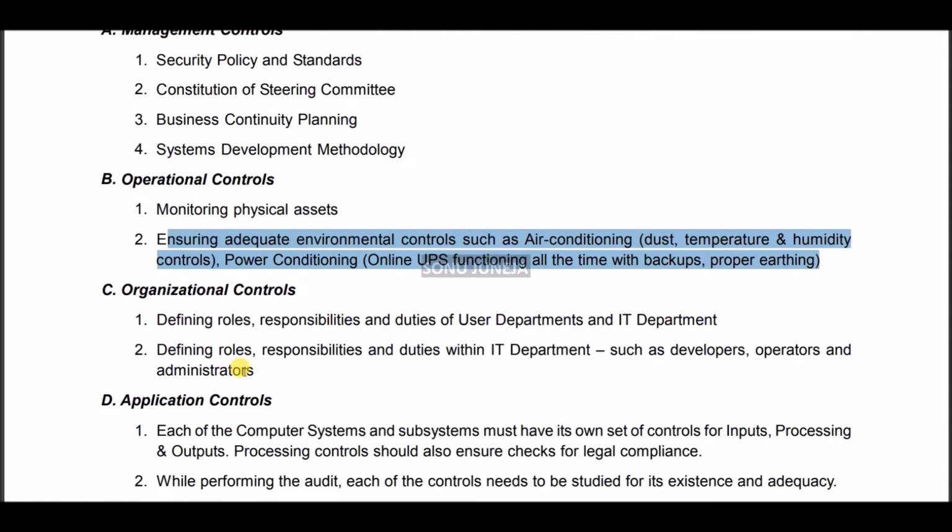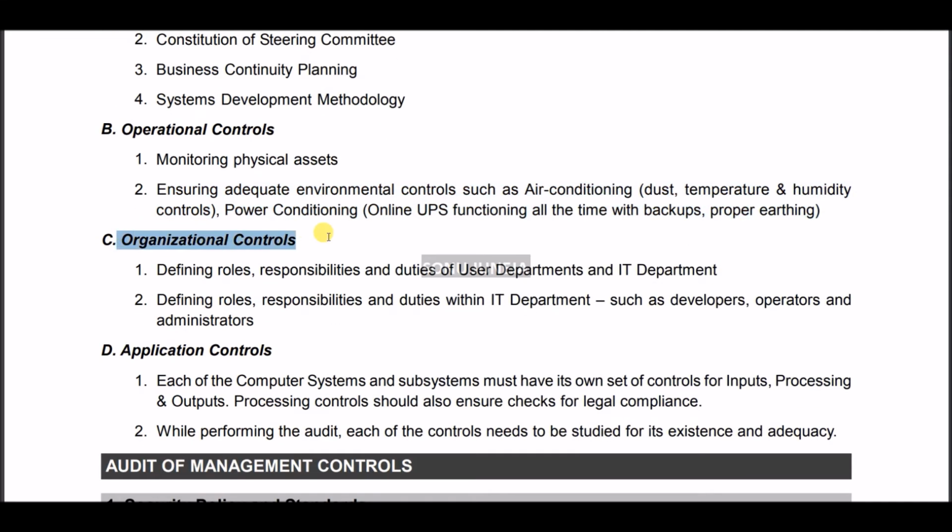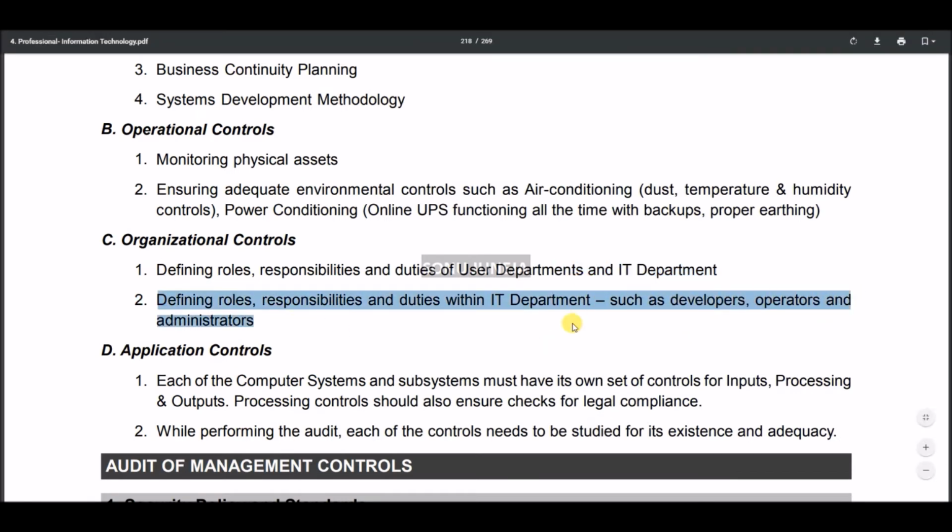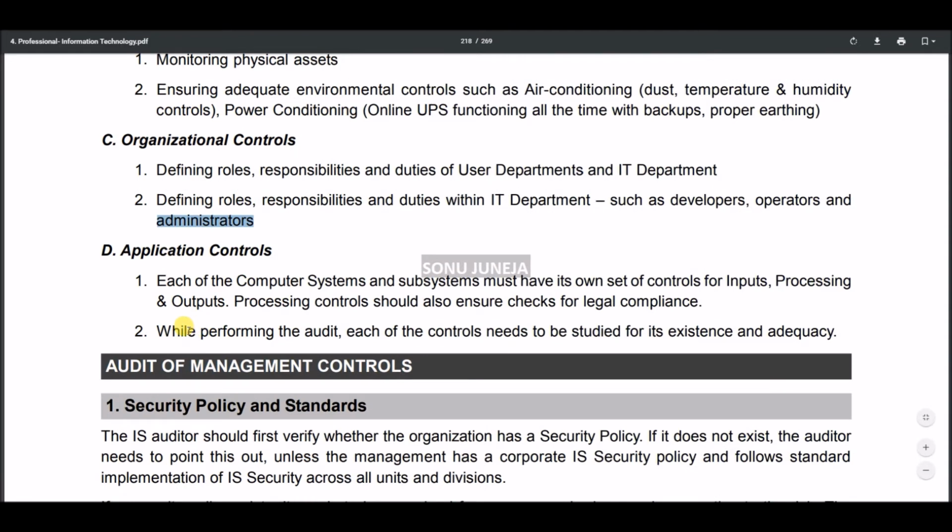Then the next thing is organizational controls. Are the roles being defined, and have the responsibilities of the user department and the IT department been taken into consideration and well explained? Defining the roles, responsibilities and duties of IT departments such as developer, operators and administrators. So the IT department is divided into three: first developers, second operators and third your administrators.